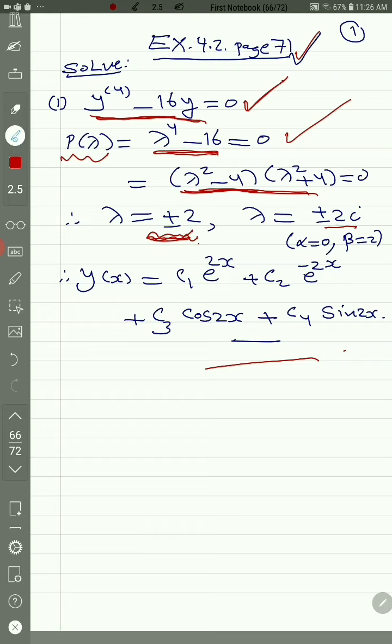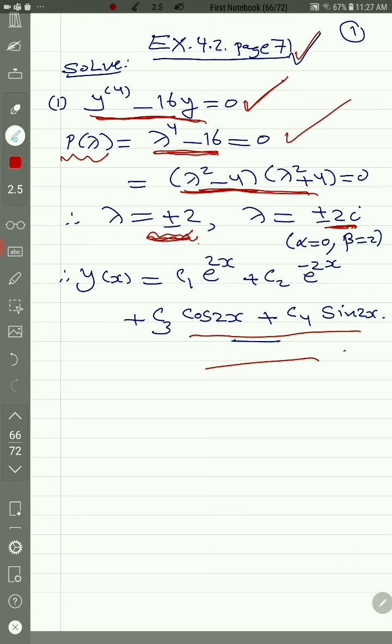And here I get two complex roots. So your alpha equals 0, your beta equals 2. So it's very easy to write the general solution. It's case 1 and case 3, which is the complex, but non-repeated. And for the real and for the complex is very easy. So it's e^2x, and here c1, c2, e^(-2x), and here cosine 2x, because beta equals 2 and alpha equals 0. So there is no e^(alpha x). So this is the general solution here.